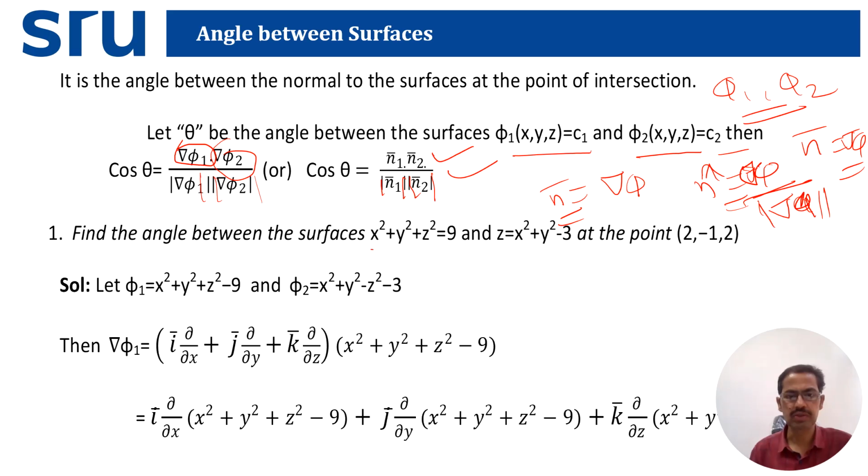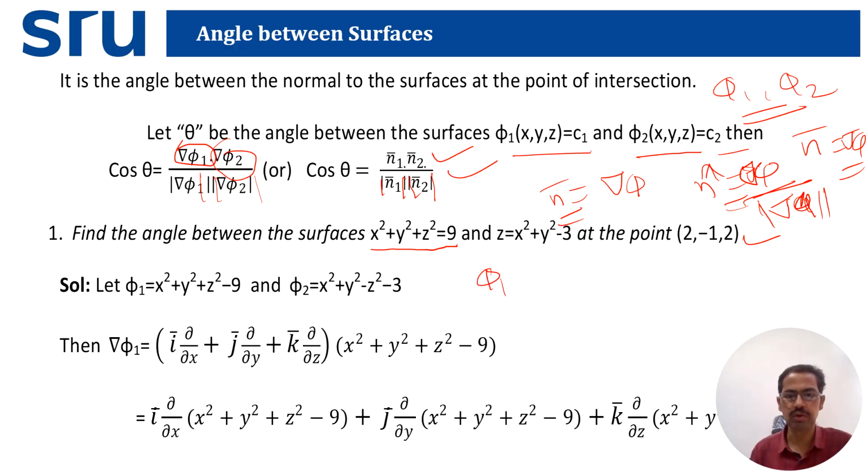What is that? x square plus y square plus z square minus 9 equal to 0, and z is equal to x square plus y square minus 3, at the point (2, -1, 2). At this point, just calculate the angle between these two surfaces. So what are the surface equations here?